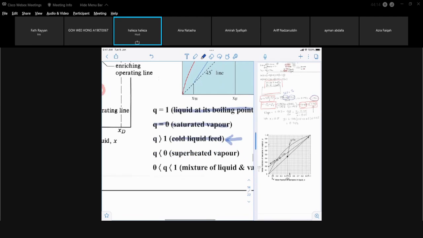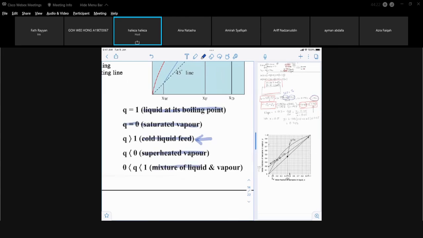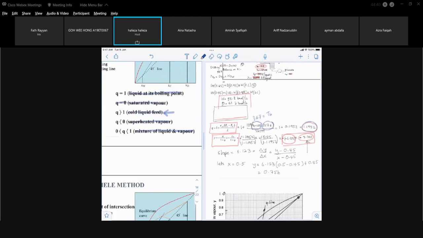And when your Q is less than 0, that means you have a superheated vapor. And when it's between 0 and 1, that means you have a mixture of liquid and vapor as your feed. Your feed is a mixture comprising liquid plus vapor. So these are the 5 conditions that you will encounter. And depending on the condition, you can easily draw the Q line.